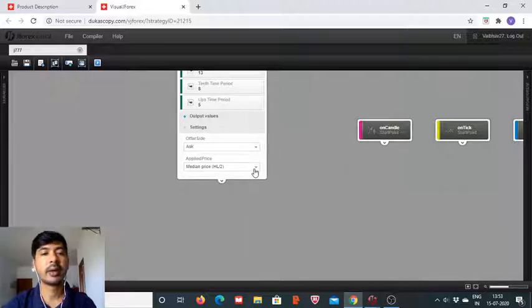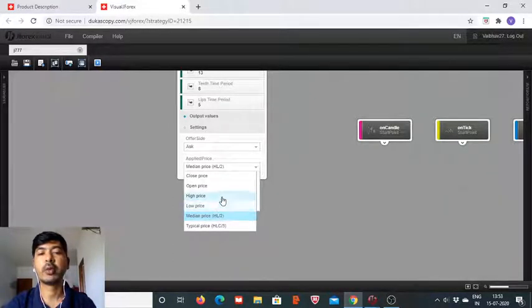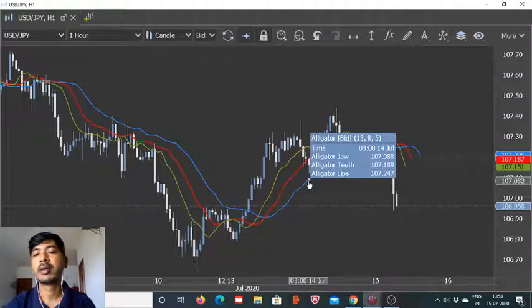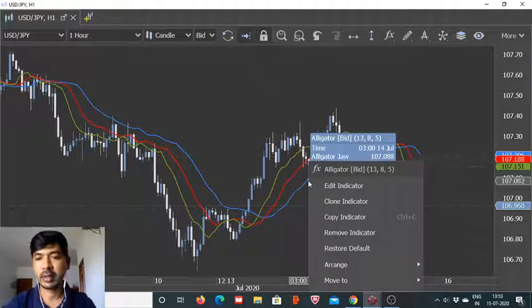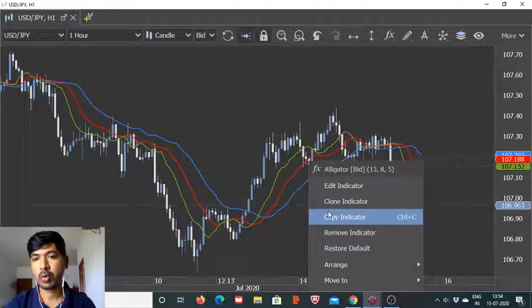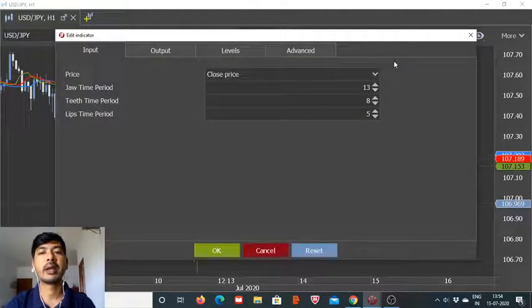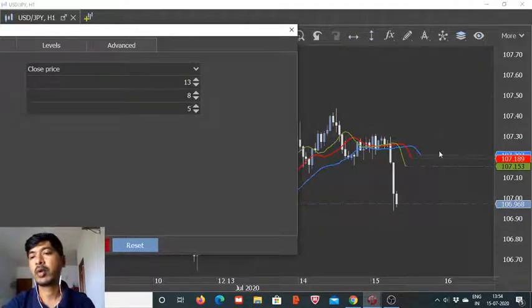And applied price also makes a lot of difference: high price, low price, open price, close price. Let me show you on the chart. Suppose you want to use the low price, then the calculation will be dependent on the low price of all these candles. So let us first note the current value of jaw.